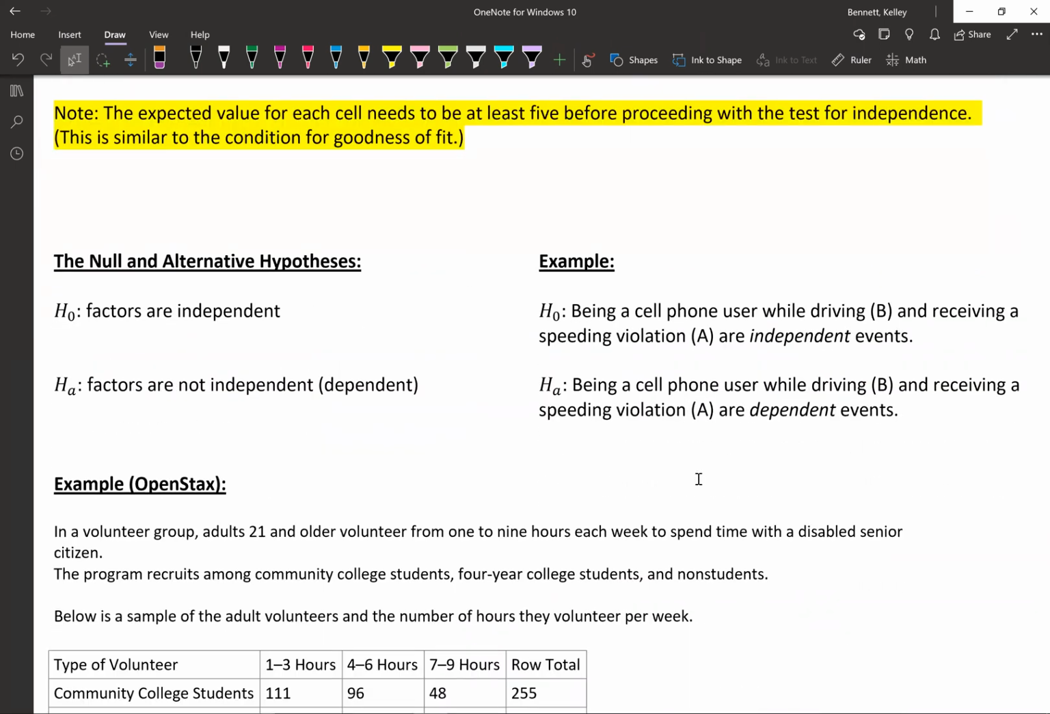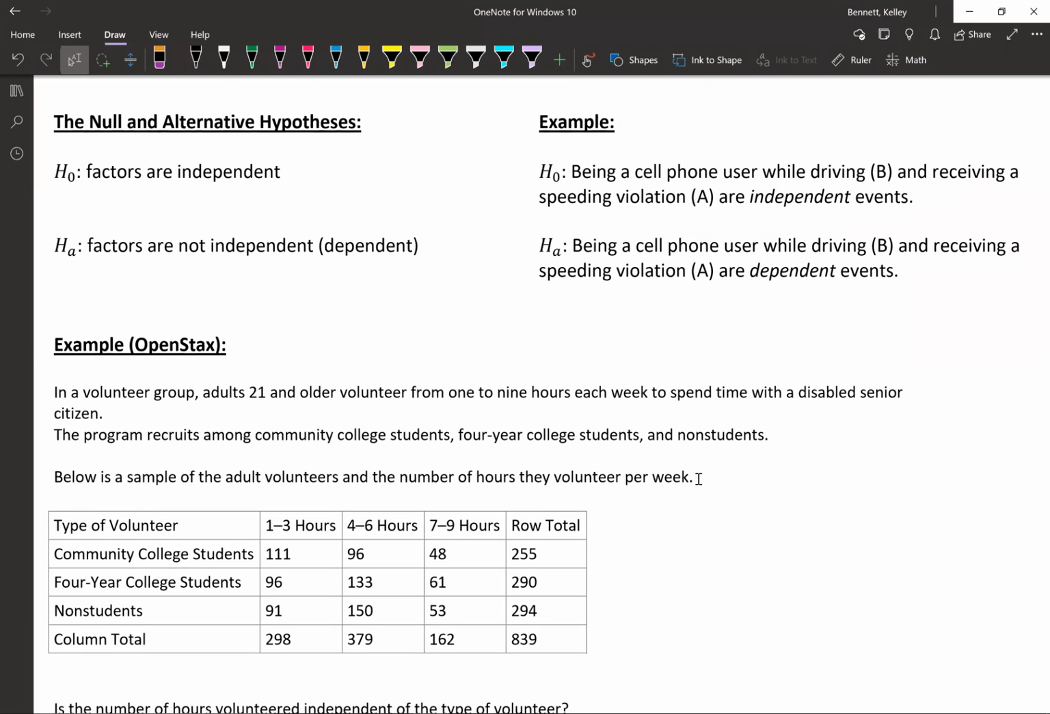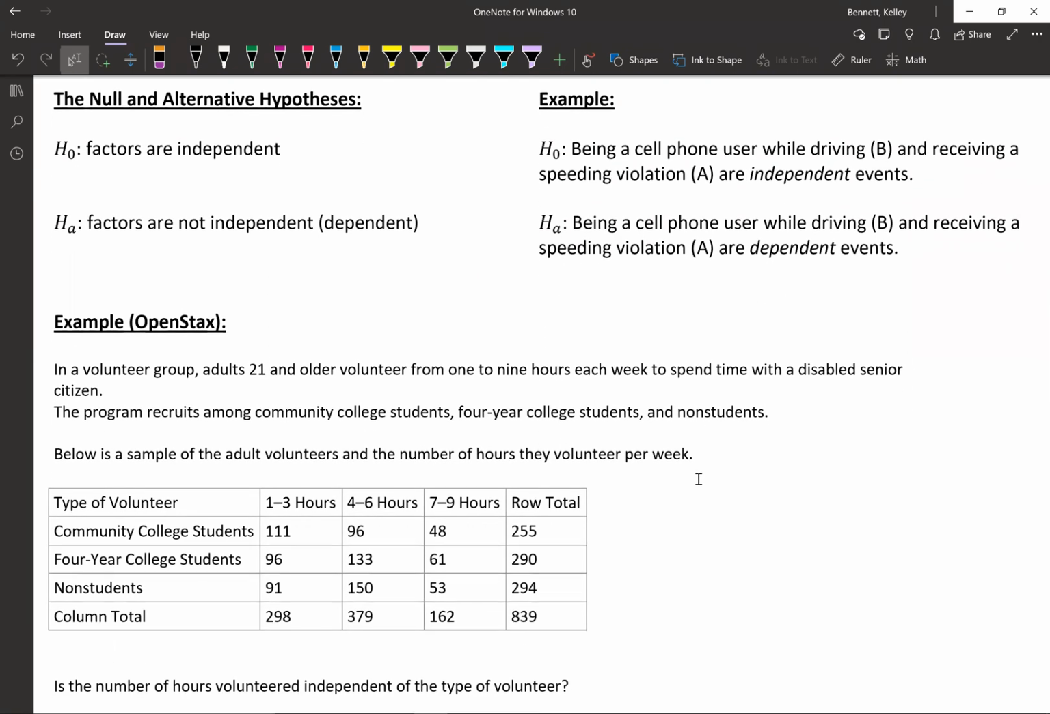Our null and alternative hypotheses are always going to be set up where our null hypothesis is that the factors are independent and the alternative is that factors are dependent or not independent. So if I look at this example, I'm looking at the number of hours that a volunteer group volunteered versus what type of college they go to. And I want to know, are these things independent? Does the type of school that someone attends affect the likelihood of how many hours they're going to volunteer?